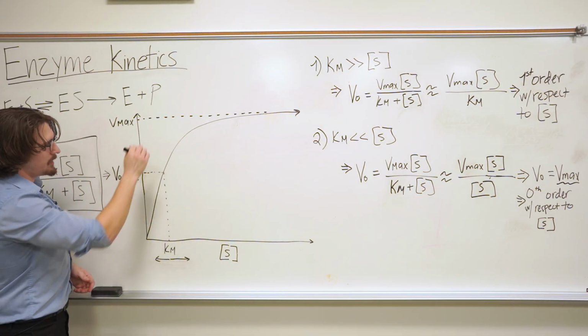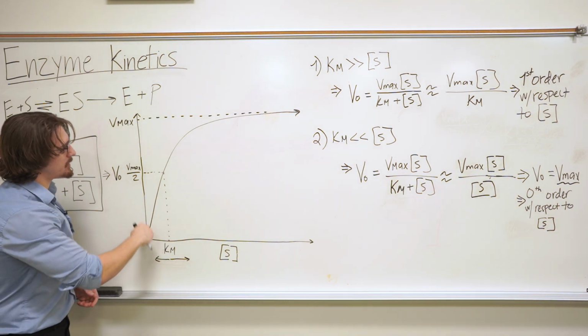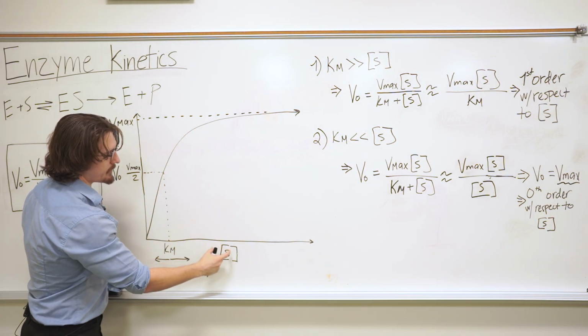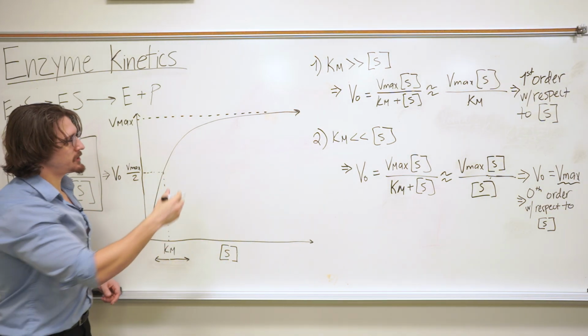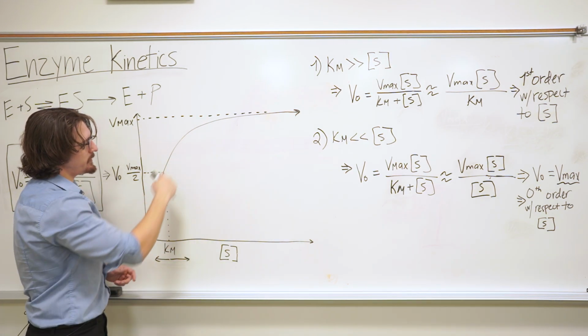Now, notice also that there's two parts to this curve. There's this first part where small incremental increases of the substrate concentration result in large increases of the initial rate. And then there's this part where you have a much higher substrate concentration, and further increases in that concentration do not really result in much increase in the V naught, okay? So two very distinct parts.